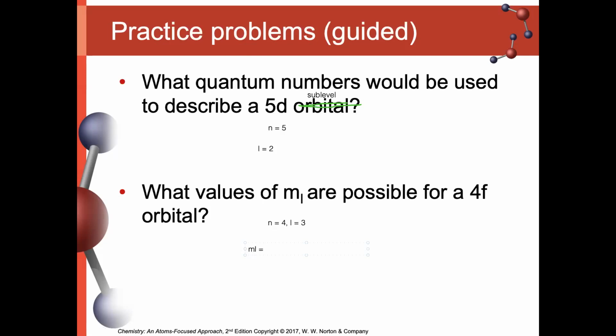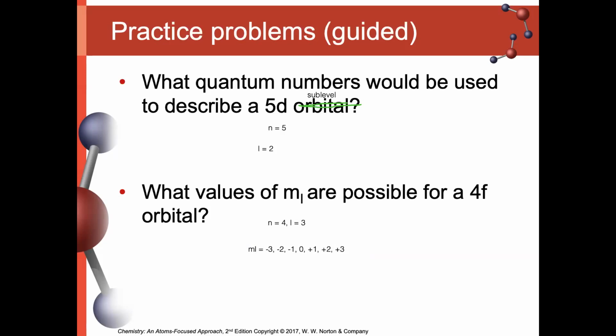Well, recall that m sub L is bounded by L. So it goes from negative L through 0 to positive L. So we could have a negative 3 value. We could have a negative 2 value. We could have a negative 1 value. We could have a 0 value, a positive 1, a positive 2, or a positive 3 value. All 7 of those are possible for this because we don't know which one it is that we're talking about.